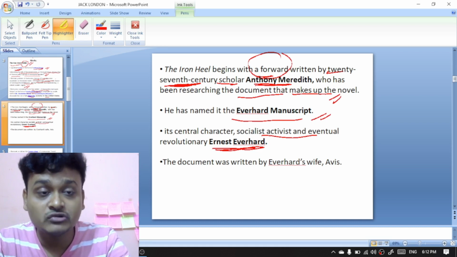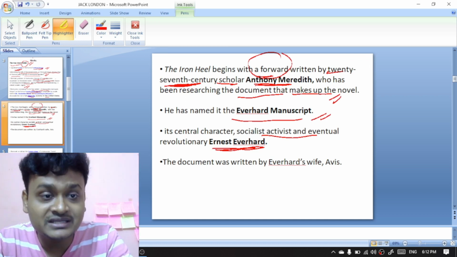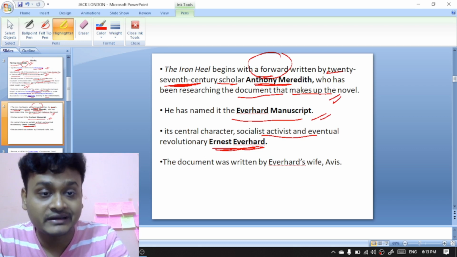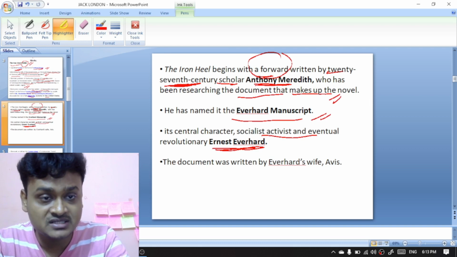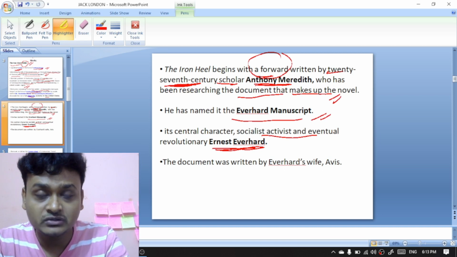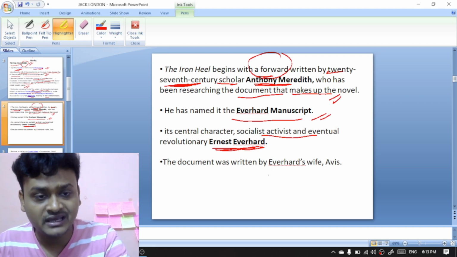This is also a frame narrative, a story within a story. He has named the manuscript the Everhard Manuscript, after Ernest Everhard, the central character, a socialist activist and eventual revolutionary. So the scholar is Anthony Meredith, the manuscript is the Everhard Manuscript, and the central character is Ernest Everhard. The document was written by Everhard's wife, Avis, because she had an interest in her husband and knew everything about him.